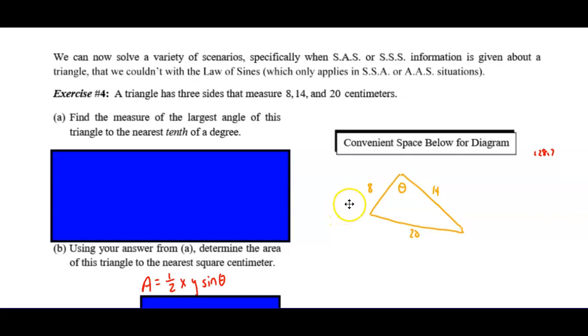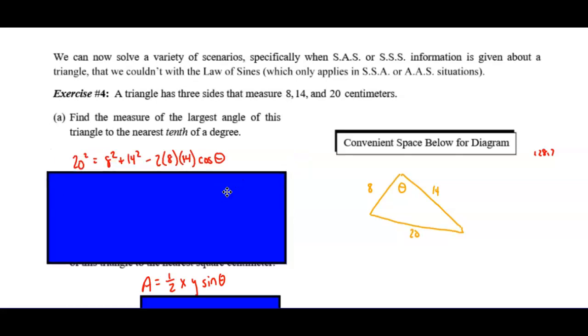If you're not told which angle to solve for, then you have to solve for the largest one first. This one says the largest angle, so I'm going across from the 20, put my theta there. Remember, the largest side is going to be created by the largest angle. So to solve this, I want law of cosines again. You can start this one on your own. Pause it. Come on back when you're done.